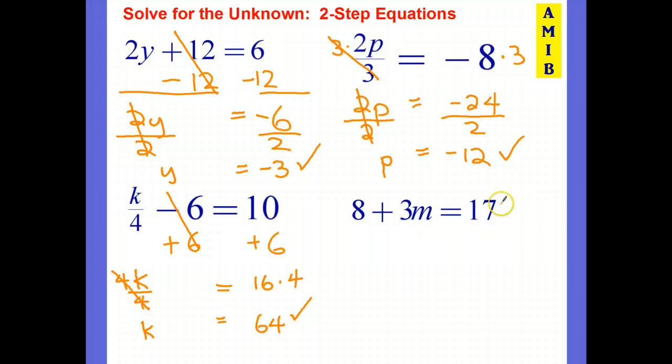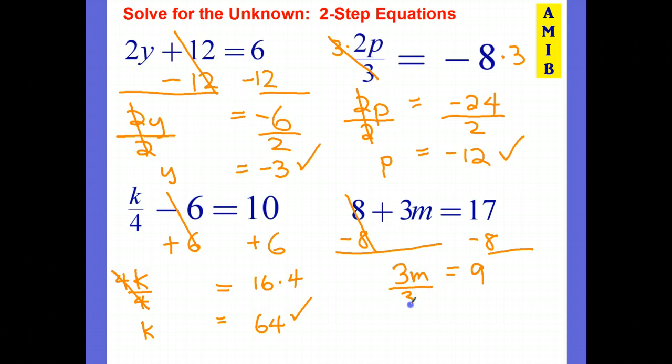Okay, with this last equation here, I've actually deliberately put the variable in the second term. Now, because this is addition, it's exactly the same as 3m plus 8. The order doesn't matter. So to solve this equation, once again, I have to undo adding and subtracting. So I just take away the 8 from both sides, like so. 8 minus 8 cancels out, leaving just 3m. 17 take away 8 is 9.